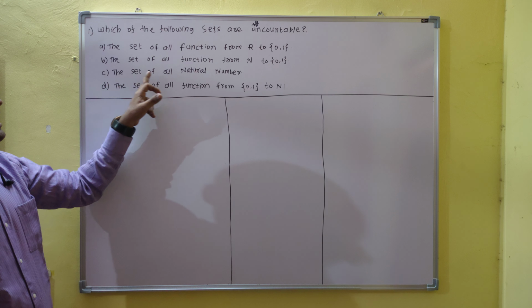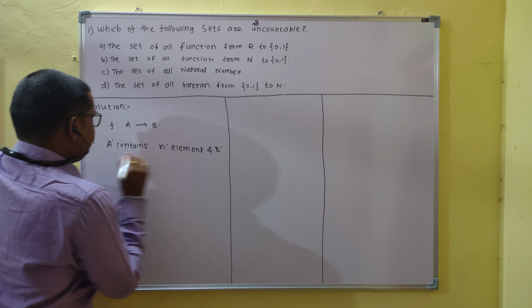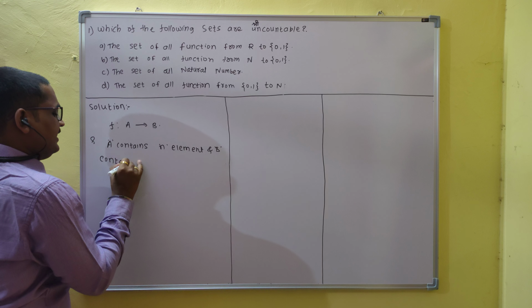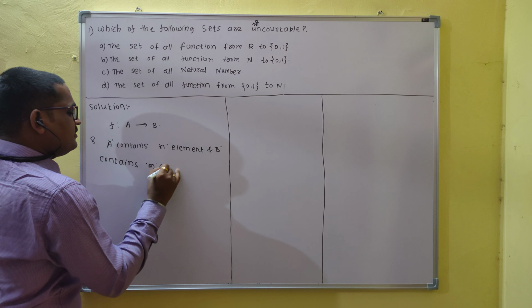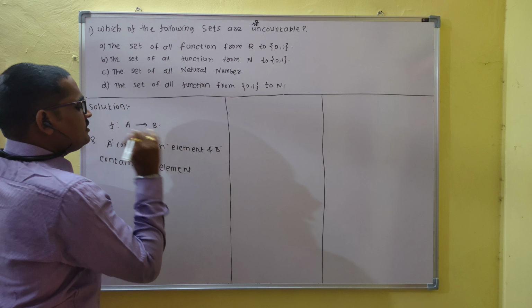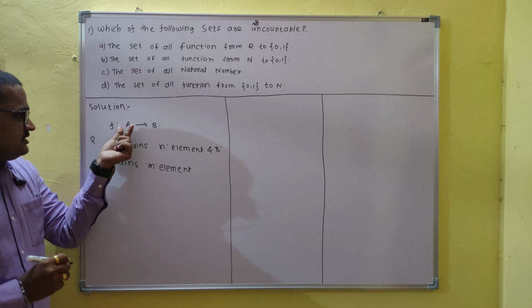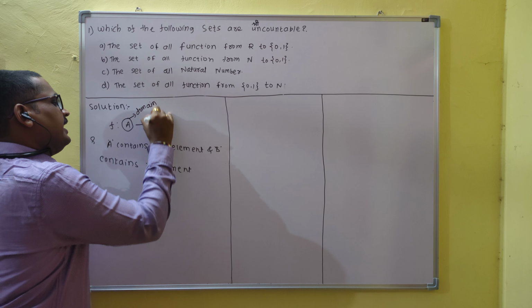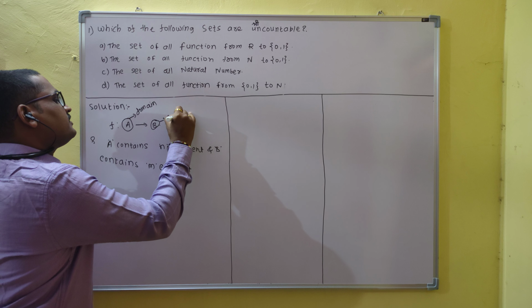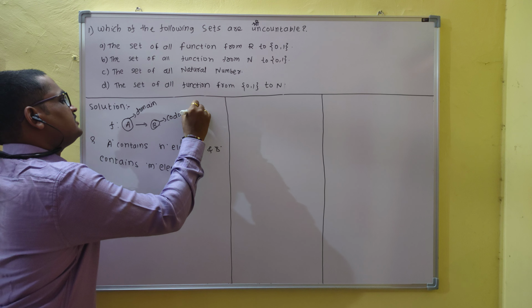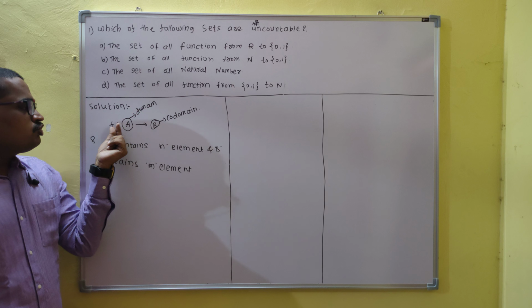A contains n elements and B contains m elements. This is called the domain and this is called the codomain, and f is a function from A to B. It is called a function when for every element in the domain there exists a unique image in the codomain.